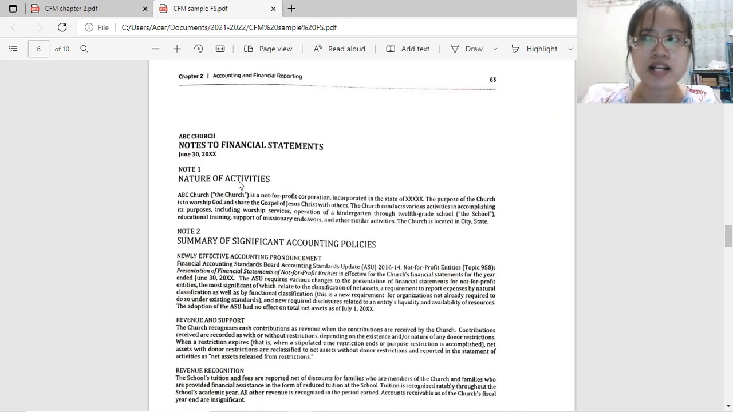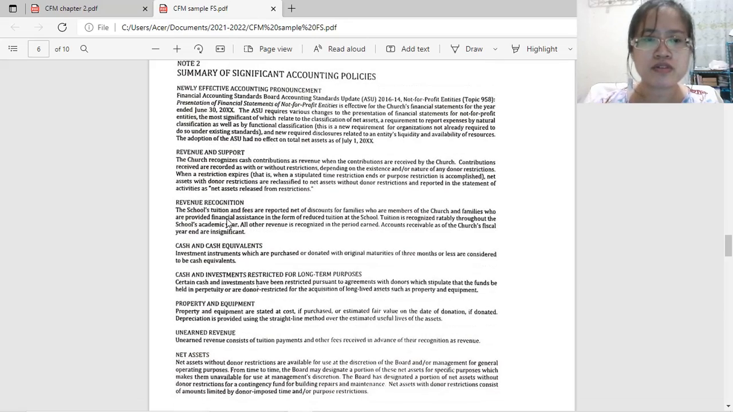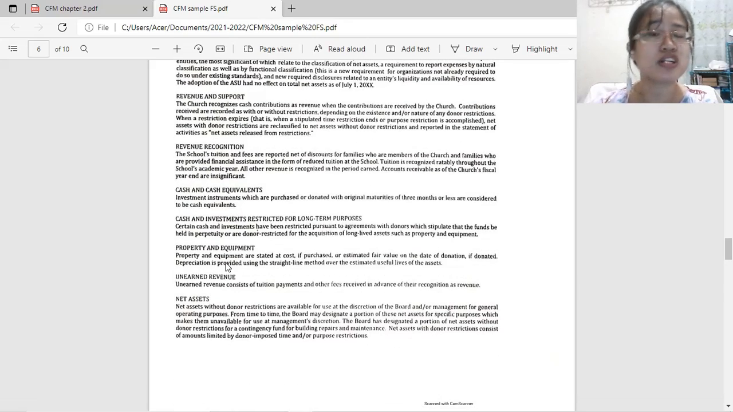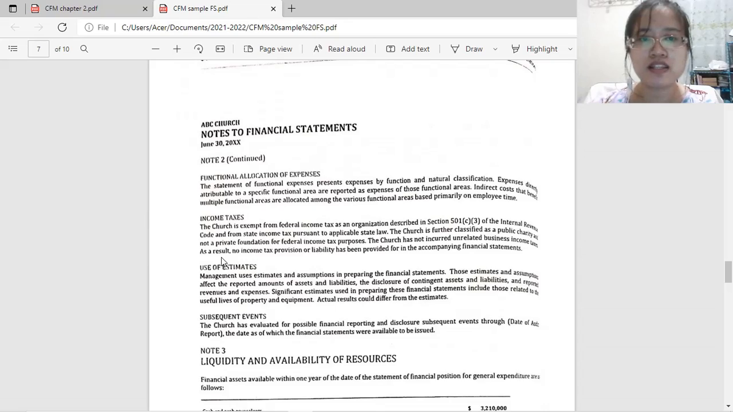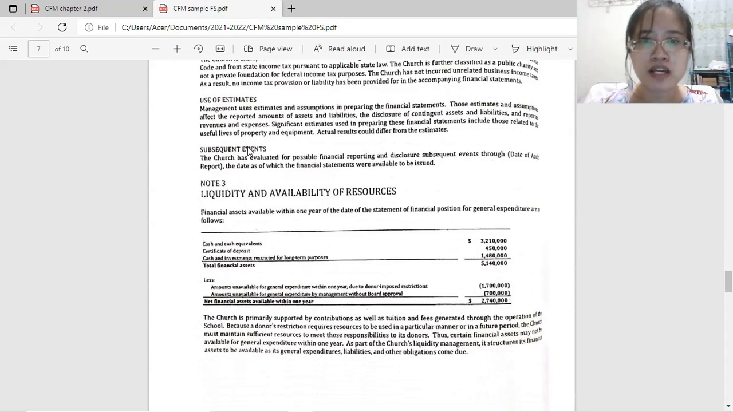So there are explanations, nature of activities of the church: the purpose, when it was incorporated, what are the activities that they do. Here, summary of significant accounting policies: revenue recognition, cash and cash equivalents, certain accounting standards. Normally, this would be added by the auditor. Use of estimates. Let's say you estimate that vehicles are to be used for 10 years, equipment for 5 years, things like that.